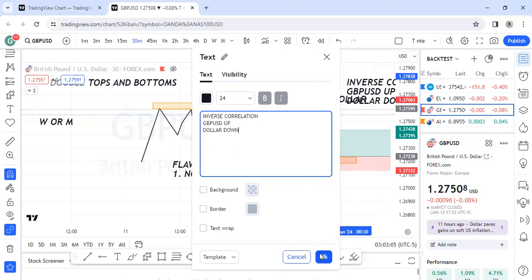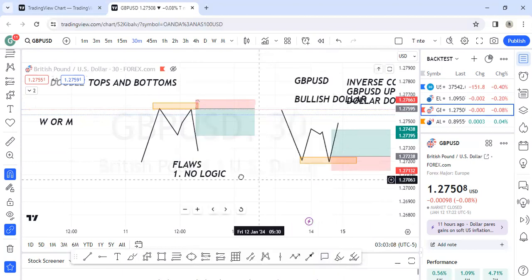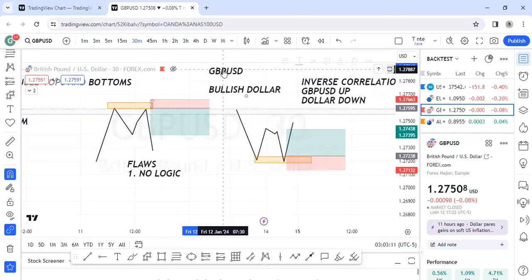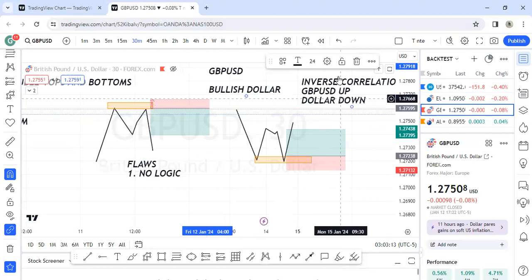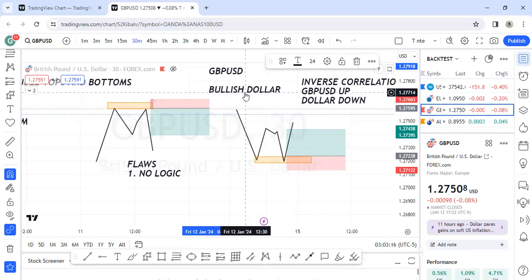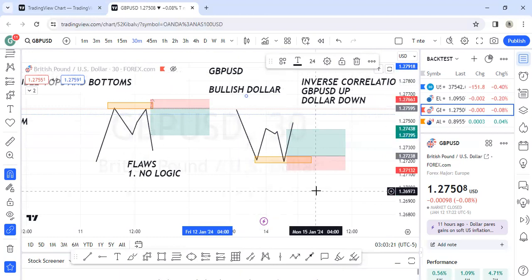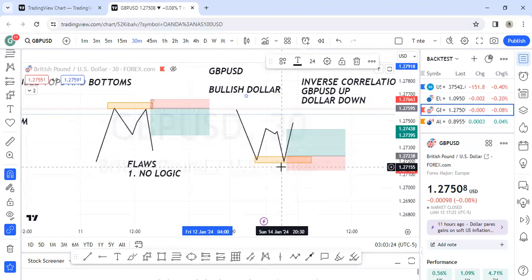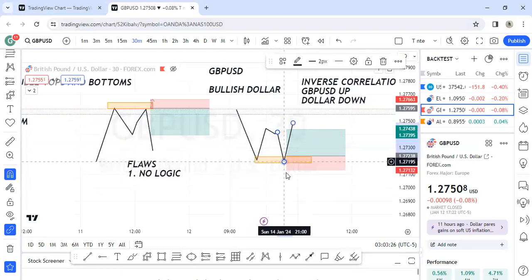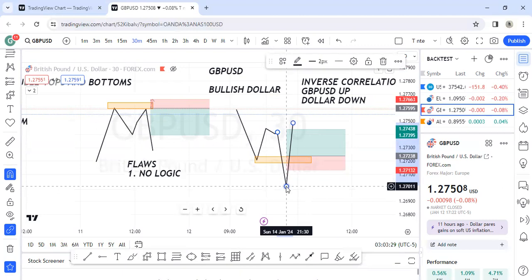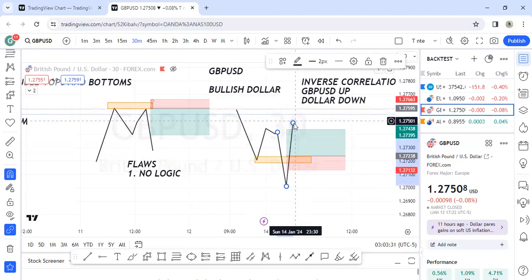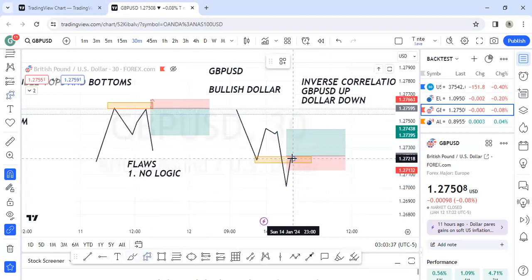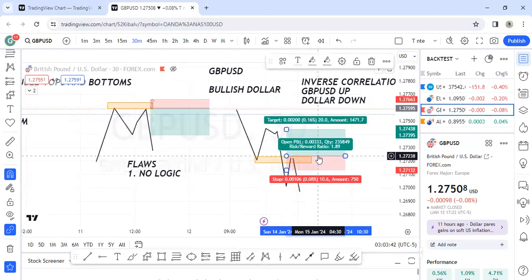You cannot see GBP USD buying when the dollar is buying. They go in opposite directions. If GBP is going up, the dollar is going down. But now you have a bullish dollar, so GBP should go down. People that trade without logic will just look to buy, and when they buy, the market drops off, maybe comes to retest, and just keeps dropping. Why? Because there's no logic.